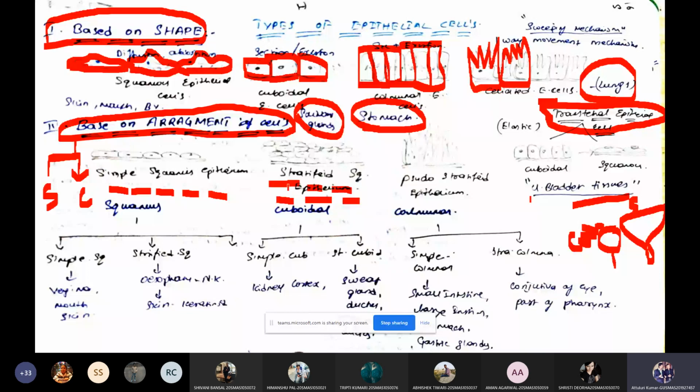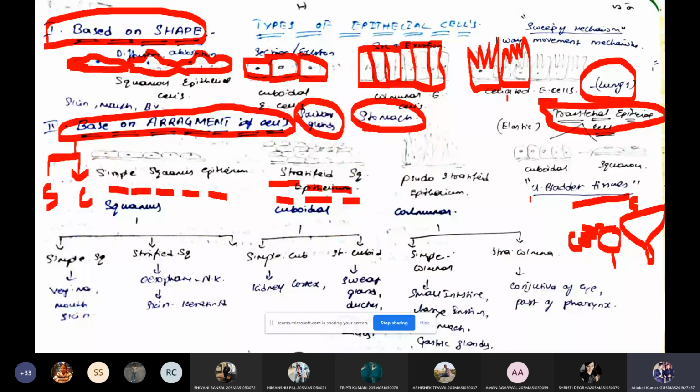Stratified can be of many types. Again, stratified squamous tissue, stratified cuboidal tissue, stratified columnar tissue, stratified ciliated tissue, or stratified transitional tissue. So this is how the stratified tissue has been divided. Stratified means more than one layer of cells. It can be stratified squamous, stratified cuboidal, stratified columnar, stratified ciliated.